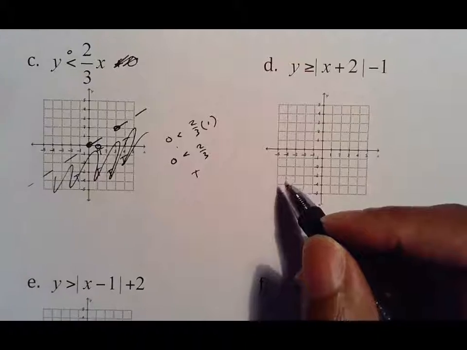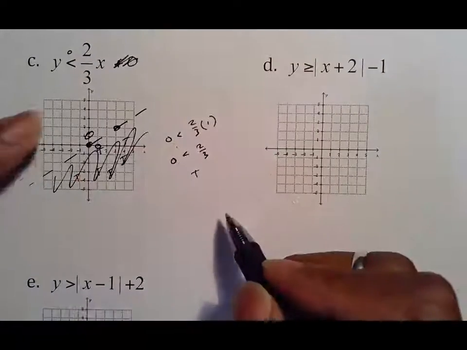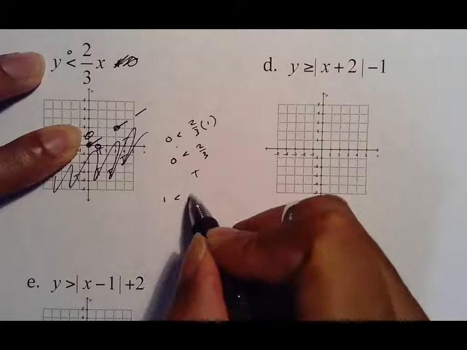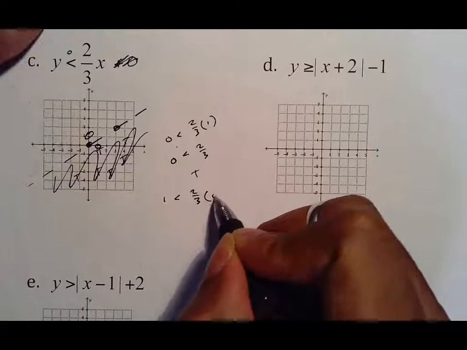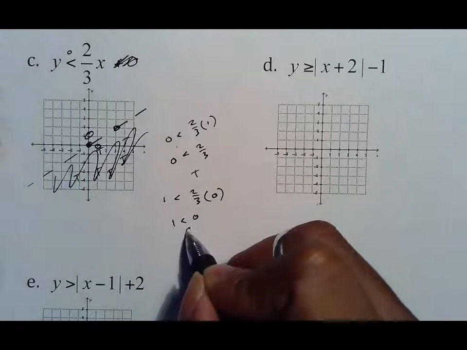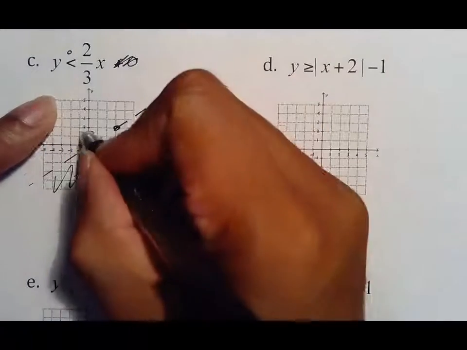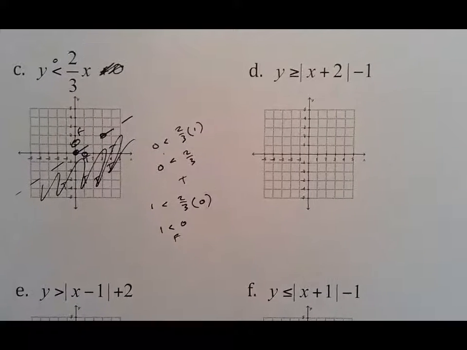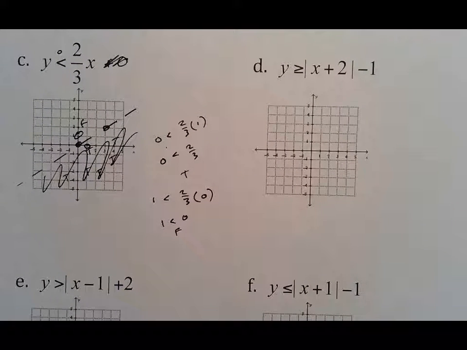Just to show you what would happen if you checked this point, which should be false, that is 0, 1, which means y would be 1, x would be 0. That would mean that 1 is less than 0, which is false. And so again, if you were to test that point, you would find out that it was false, and you would know to go the other direction on that graph. Okay? So again, that's what happens whenever it goes through 0, 0.